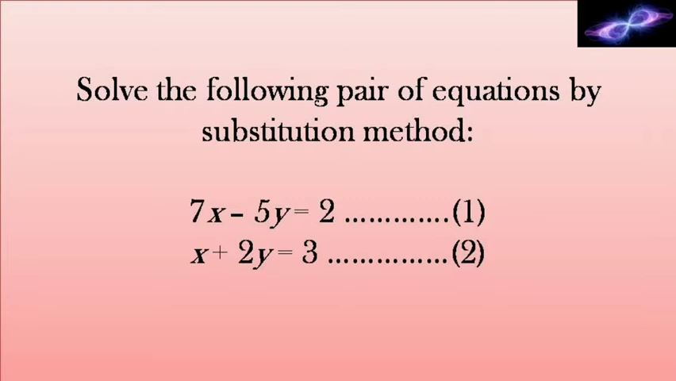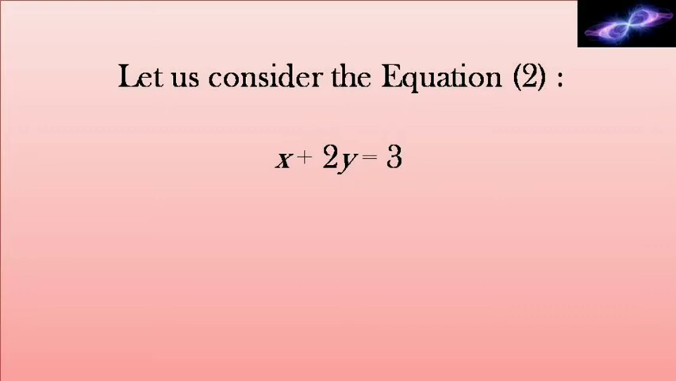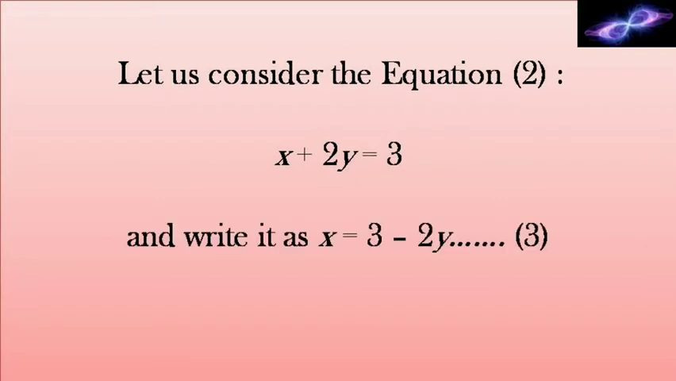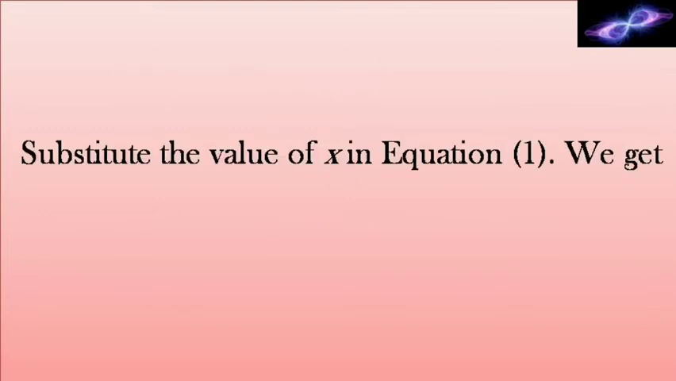Now our next step is we can pick any equation out of these two. In this case, let us consider equation number 2, which is x plus 2y equals 3, and it can be written as x equals 3 minus 2y. 2y goes to the other end. Label this as equation number 3. Now substitute the value of x in equation 1.